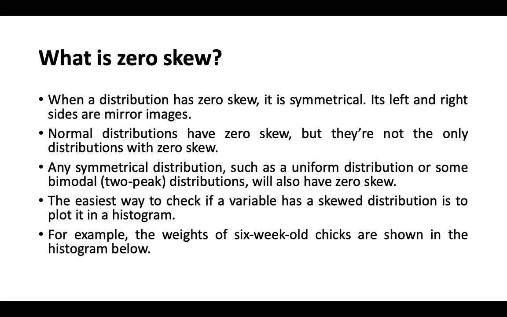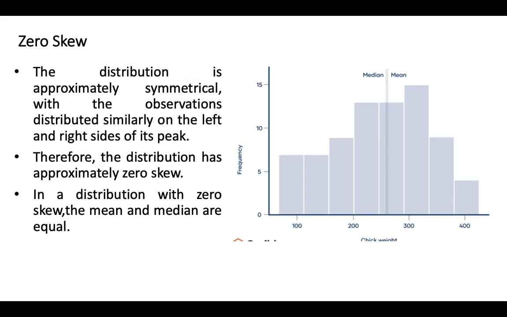So, what is zero skew? Zero skew is something which is entirely symmetrical. The left and right sides of the plot are mirror images of each other. Basically, it shows that your data has a uniform distribution, and let's take an example here. So this is zero skewed data.